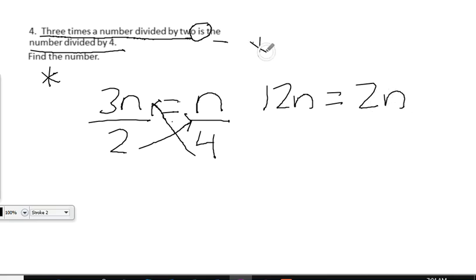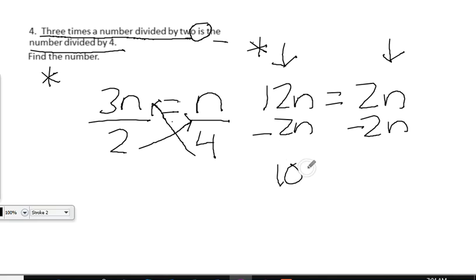And this looks a little tricky. 12n is equal to 2n, but it's not. We just need to get this term and this term on the same side. So we can either subtract 12n from both sides or subtract 2n from both sides, which that's what I'm going to do. I'm going to subtract 2n from both sides.